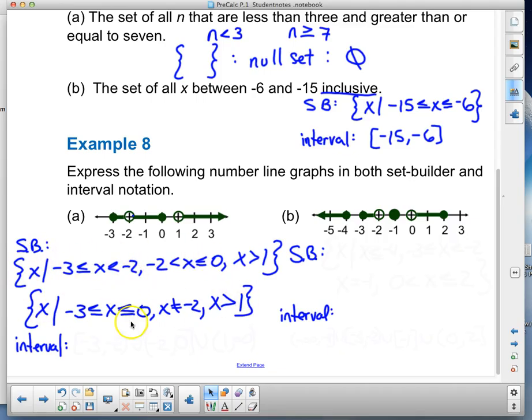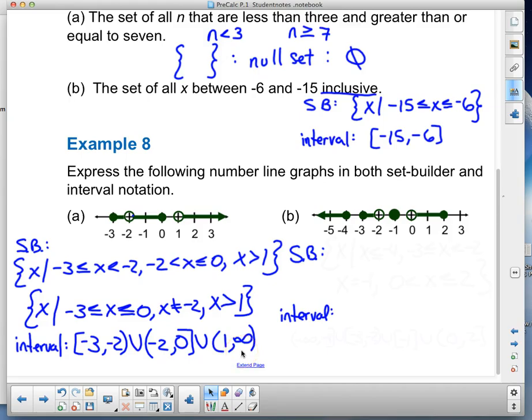Now, we've used set builder notation. I want you to see what it looks like in interval notation. In interval notation, I start at a closed interval at -3, and I've got an open interval to -2. And then I start another one at an open interval of -2 to a closed interval of 0. And then I finally end up with an open interval at 1 to an open interval at infinity. And that's an unbounded set. So this is what my interval notation for this set builder notation relationship would be.